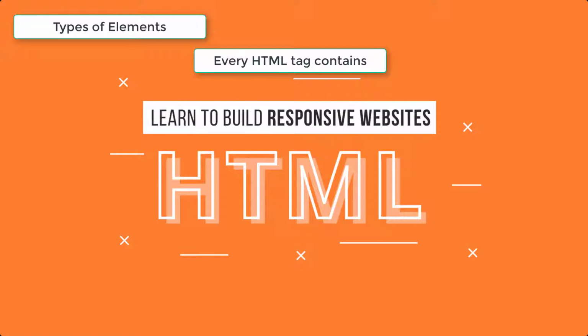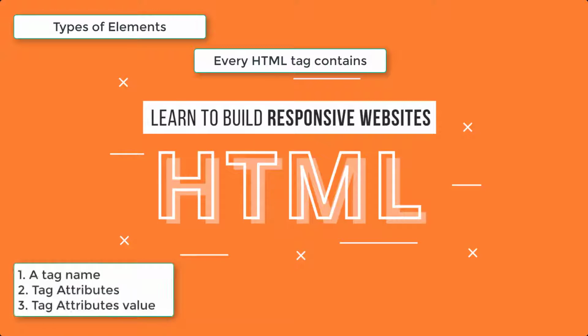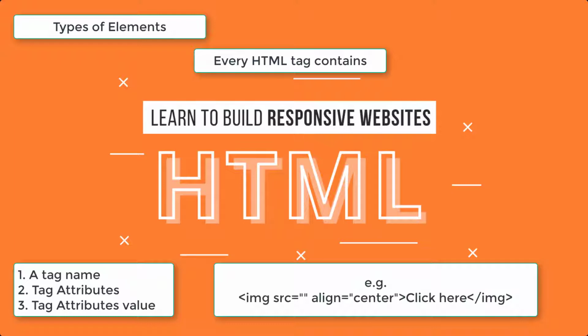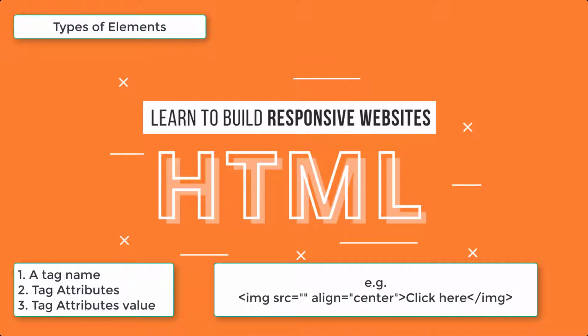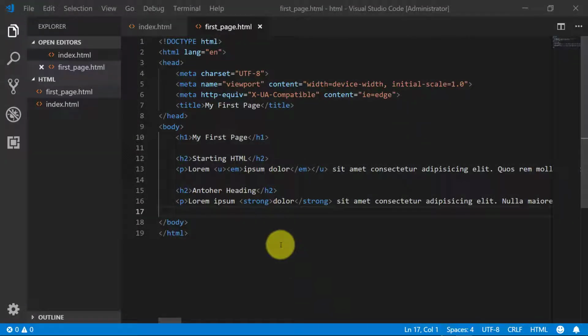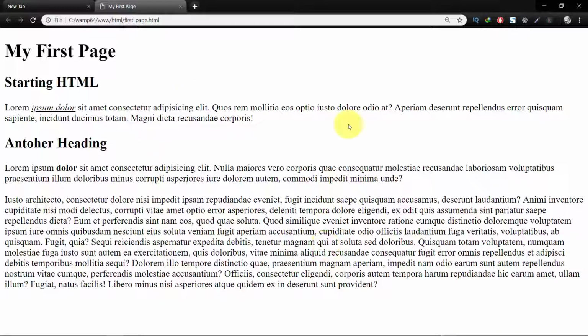Every HTML tag contains a tag name, tag attributes, and tag attributes value. For example, this image tag has attributes source, align, and alt. So in the previous lecture we created this, and the result in the browser was this.